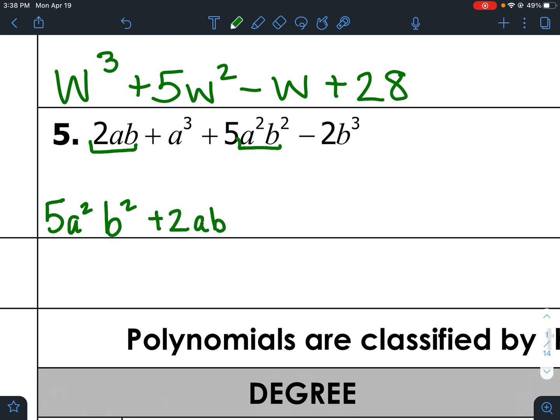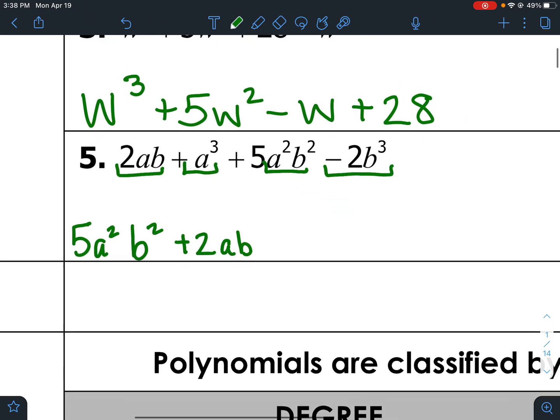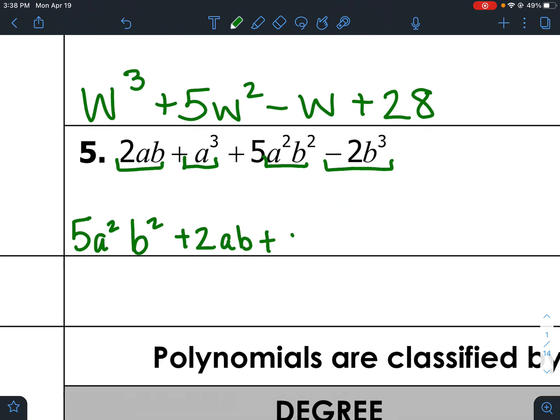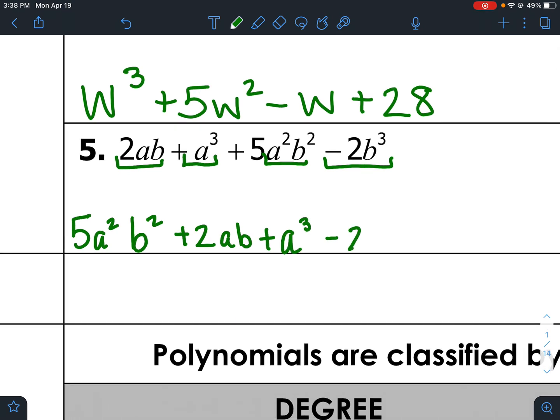Now I'm moving into my single variable. So I have an a to the third and a b to the third. So I'm going to do a first because that's alphabetical. So plus a to the third. And then I'm moving on to my b to the third. Again, make sure you're bringing that negative sign with you.